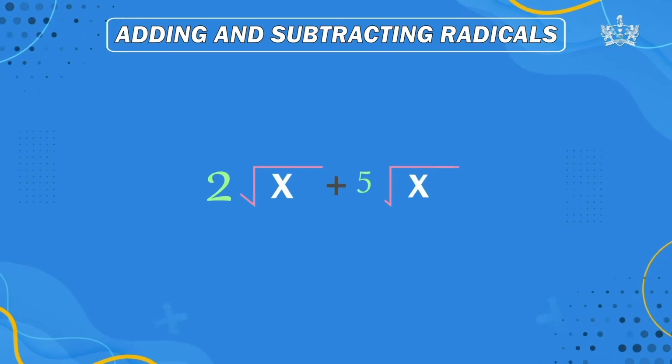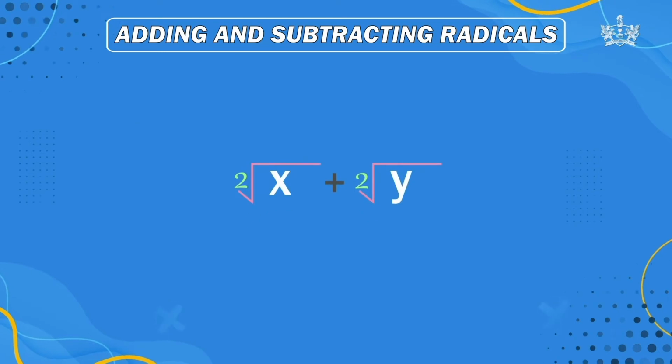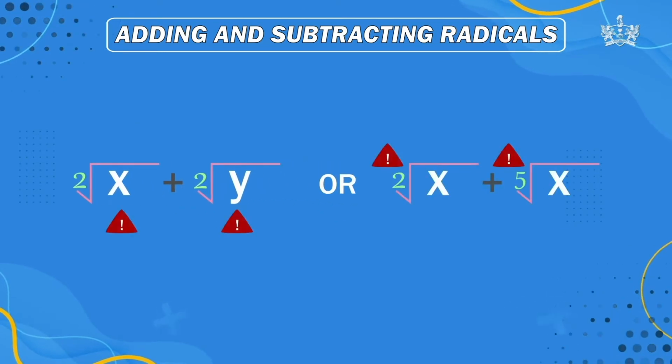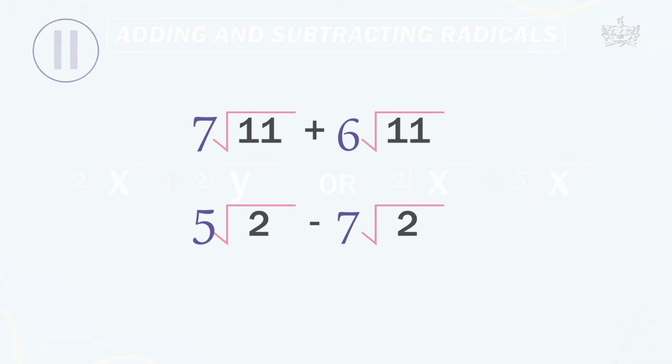Let's take a look at this one. 2 times the square root of x plus 5 times the square root of x. Because the radicals are the same, you can just add the coefficients and get 7 times the square root of x. You would not be able to add these if the radicals or the indexes were different. Go ahead and pause the video and try these two.